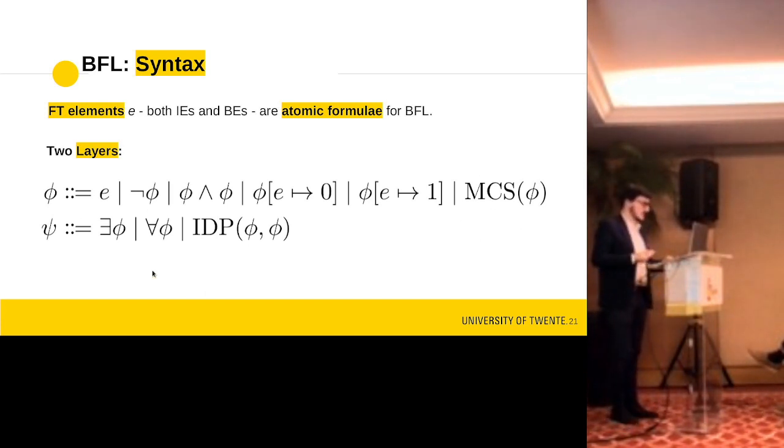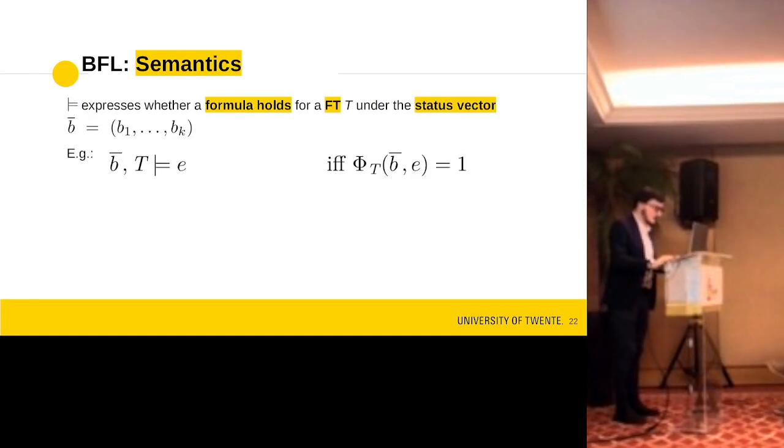And then, of course, in the second layer, we can quantify, and then we can check for independence of two elements in the tree, so to speak, with the idea that two elements are independent when they have no influencing children that influence both the truth value of these two elements. And then the semantics is, you can probably imagine it.